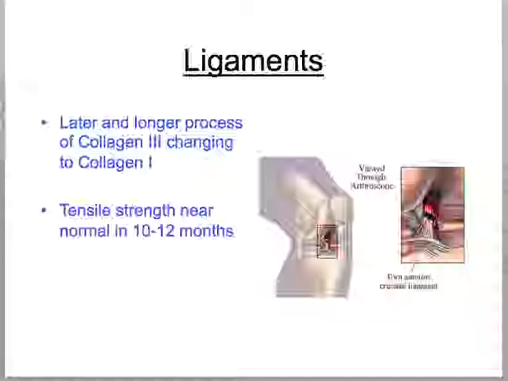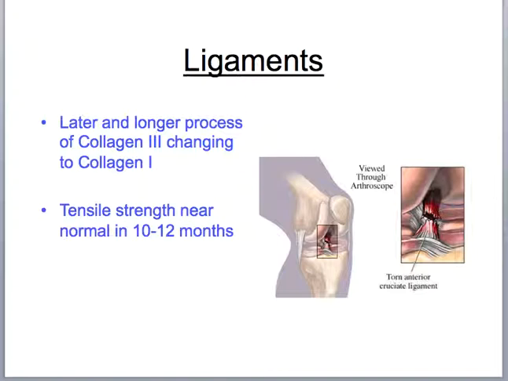It's a little bit different with ligaments, so there's different characteristics according to tissue type that make them different from each other. We have a later and a longer process of collagen 3 changing to collagen 1 with ligaments. So we need to give ligaments a little more time to reach a higher tensile strength. It actually nears normal around 10 to 12 months.